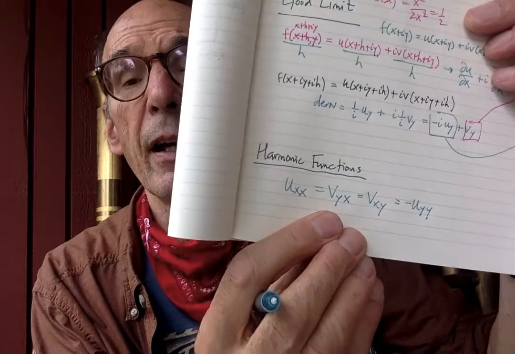And so the interesting thing comes when you take second derivatives. So I'm just going to run this quick calculation by you here. If I look at the partial second derivative of u with respect to x, that's uxx. Well, by the Cauchy Riemann equations, that's vyx. And by continuity, that is vxy. And by the Cauchy Riemann equations, that is minus uyy. So there's that little calculation.